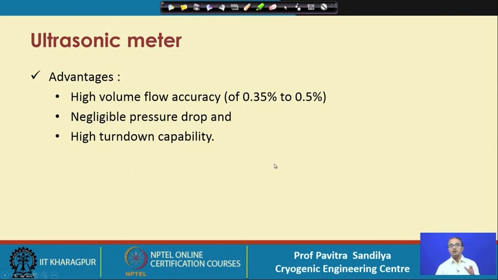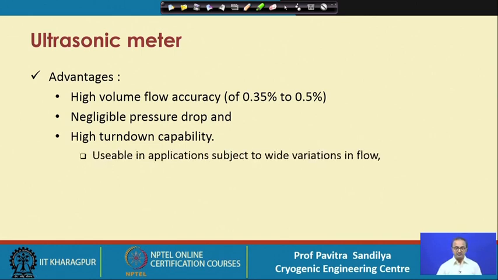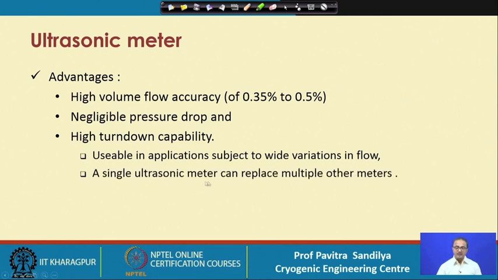That means the time lag between the generation and reception of the waves is measured, and it has many advantages. It can have very high accuracy, like 0.35 to 0.5% accuracy, and it does not cause any pressure drop because it is not putting a restriction on the flow path, and it has very high turndown capability. That means it can handle a wide range of flow rates.